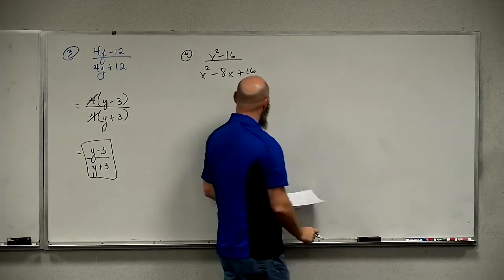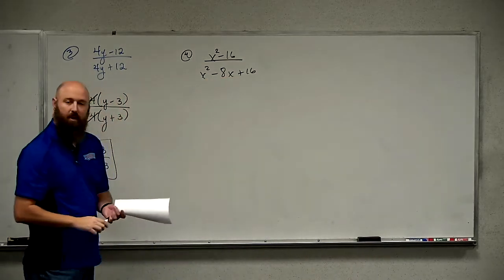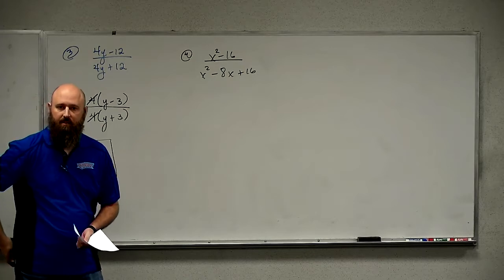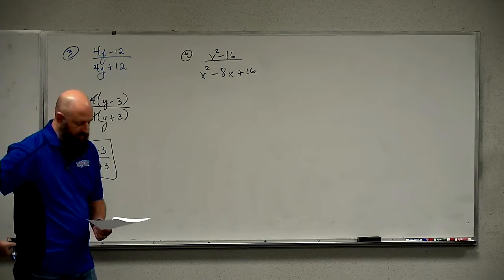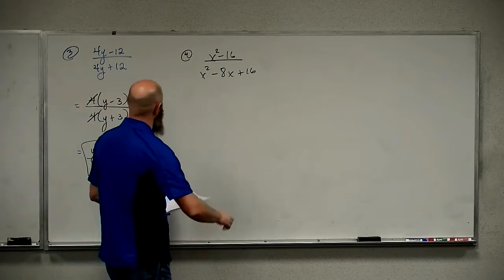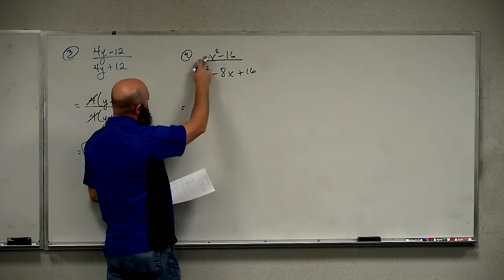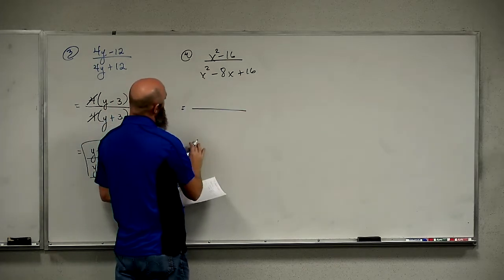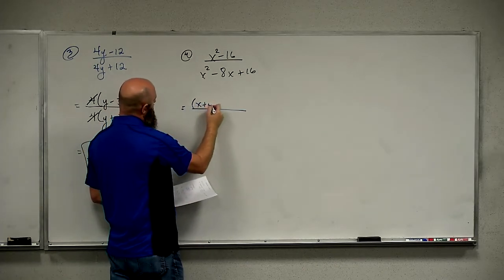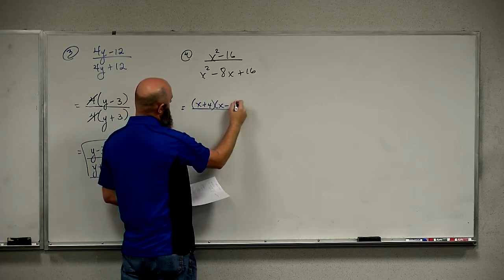All right, number 3. So again, we have pluses and minuses. They're not the same, so we need to do some factoring. Okay, so we're going to use our factoring rules. We have x squared minus 16 on top. Well, that's going to give me x plus 4 and x minus 4.